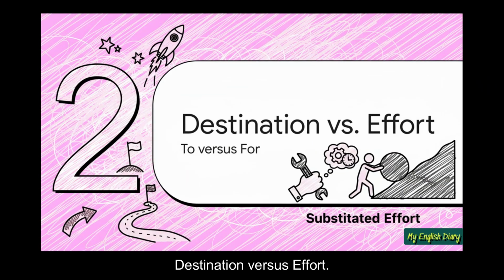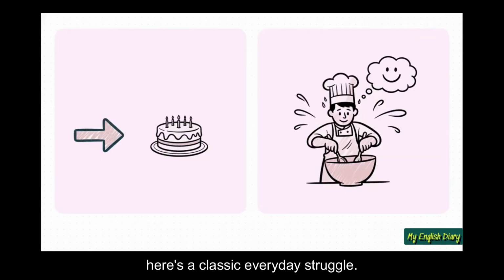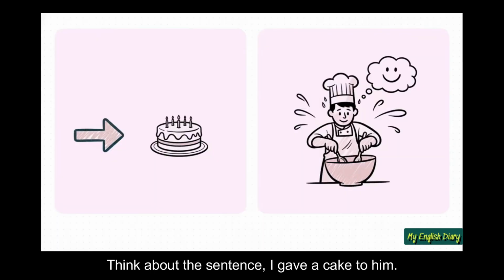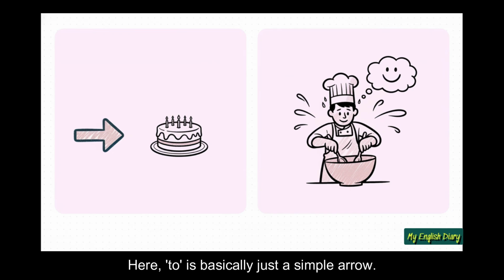Section 2. Destination versus effort. Now, here's a classic everyday struggle. Think about the sentence, I gave a cake to him. Here, to is basically just a simple arrow. It's a mere delivery or a destination. The cake arrives. Boom. Done.